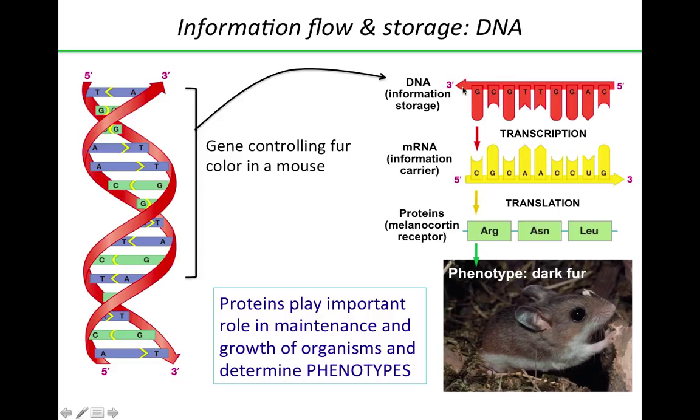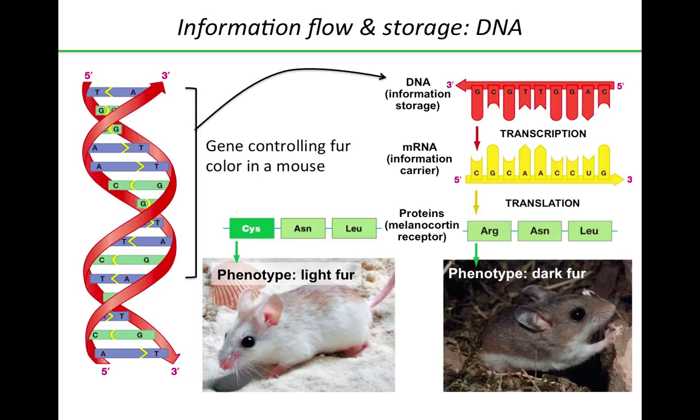So this version of the gene, with this particular series of nucleotide bases, ends up coding for this particular set of amino acids that then produces dark fur in the mouse. However, we could have another mouse with a different version of this gene, in other words, a different series of nucleotide bases that produces a different protein that then codes for light fur. So depending on the sequence of nucleotides, you can get different phenotypes in these mice.